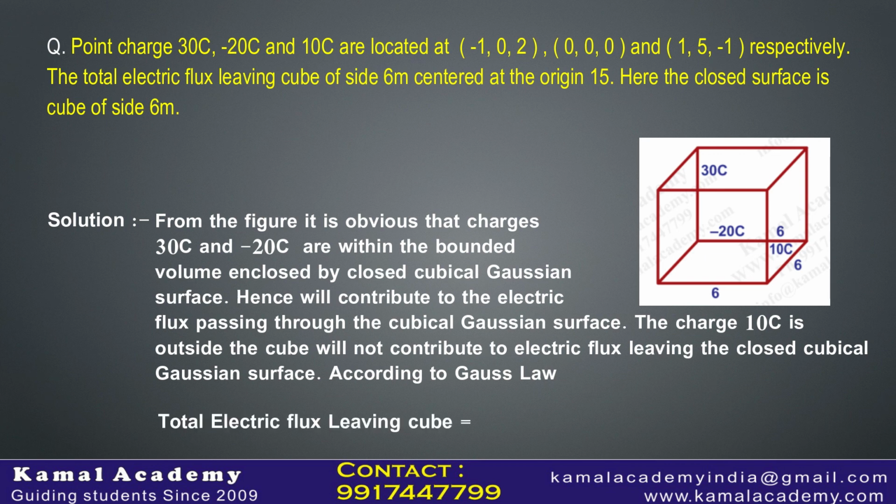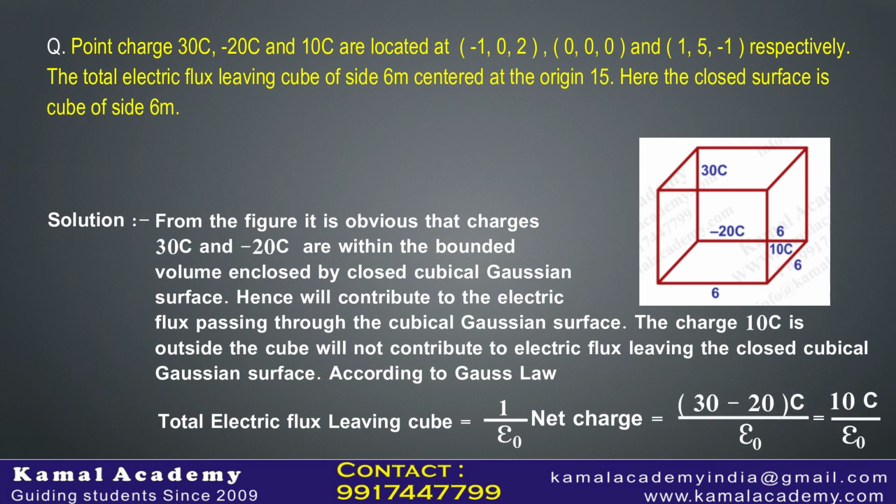Hence the total electric flux leaving the cubical Gaussian surface will be 1 upon epsilon naught times the net charge, which is worked out to be: total electric flux leaving the cube equals net charge in bounded volume upon epsilon naught. So the net charge is 30 minus 20 upon epsilon naught coulombs, or 10 coulombs upon epsilon naught.